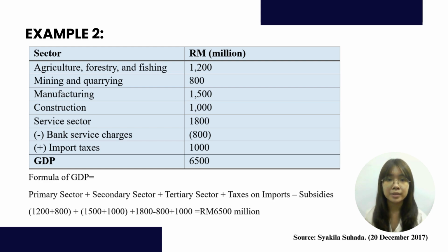The tax on imports is added as it is part of the revenue generated within the domestic economy, while the subsidies are subtracted because they are payments from the government to the business. They are not part of the market values of goods and services produced.